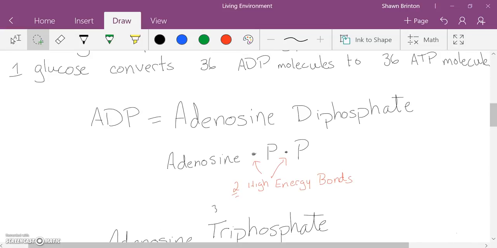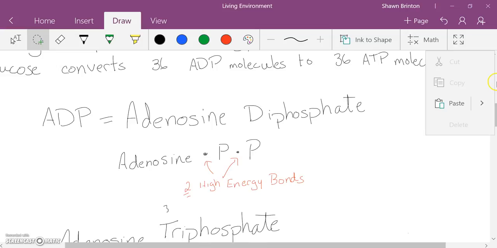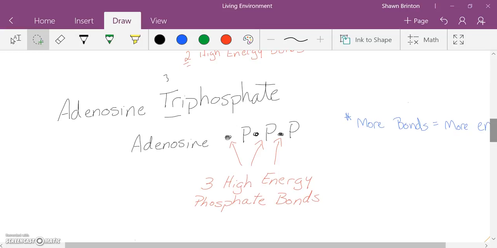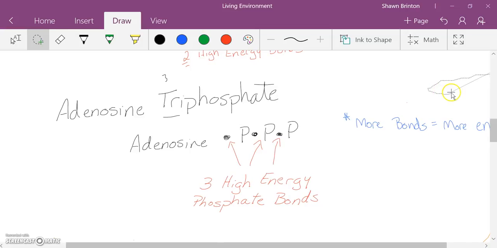What you need to know is ADP stands for adenosine diphosphate. That's an adenosine molecule, basically an adenine with a ribose sugar, and you have two high energy bonds with phosphate. So you have two phosphate molecules attached to the adenosine. And then adenosine triphosphate, ATP, is three phosphate molecules attached to an adenosine molecule, and that just holds that in place. So now you have 3 high energy phosphate bonds.